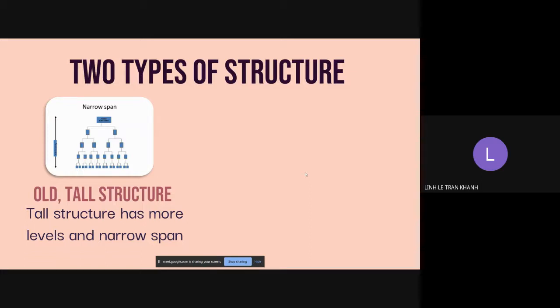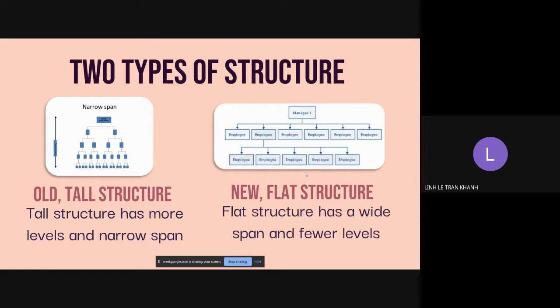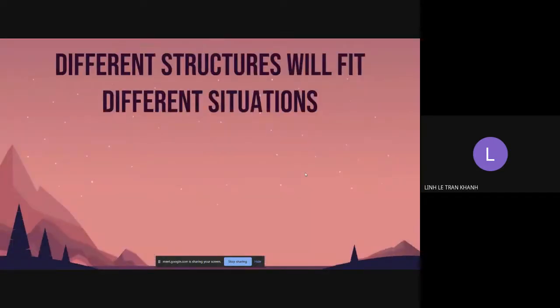While a flat structure has a wide span, is horizontally dispersed and has fewer hierarchical levels. Moreover, the trend in recent years has been toward wider span of control as a way to facilitate delegation. Just because the nowadays trend is flat structure doesn't mean all managers should use the flat one. Remember that different structures will fit different situations. So I'll make it clearer by giving an example.